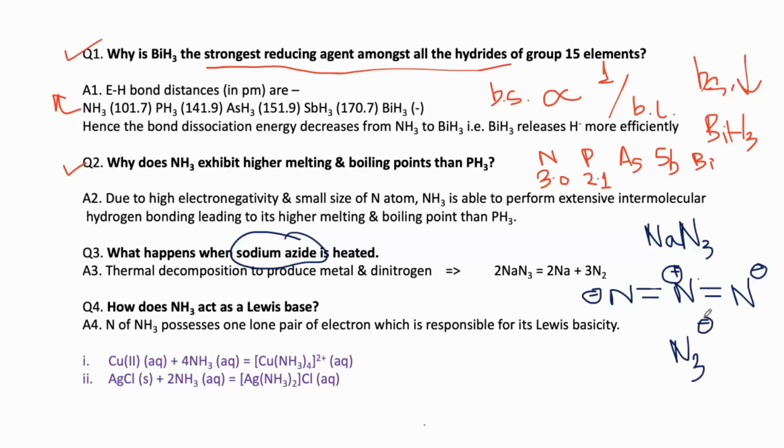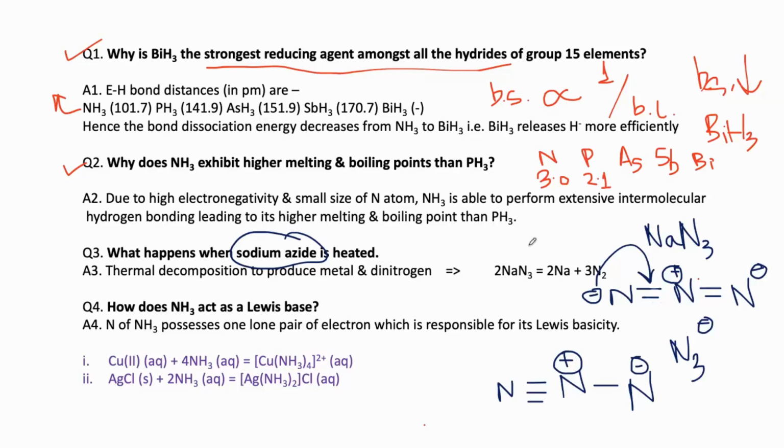It is a linear ion. And if we draw the resonance structure here, this negative charge will fall on this, so we have this structure also with a triple bond to N. So we have these structures, N and N triple bond N, in N3 minus. N3 minus is nothing but the azide anion. So when sodium azide is heated, what are the products? Firstly, you can see the thermal decomposition is the case.